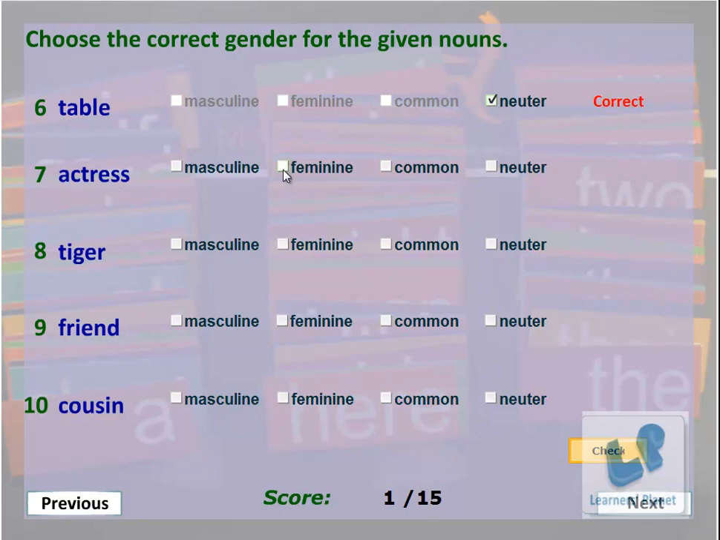And similarly, if we talk about an actor, that will be male, so that will be masculine. Tiger is a male tiger, that's why masculine. A friend can refer to a female friend or a male friend, so again this will be common. And similarly, cousin will also include a male and a female cousin, so it will also be common.